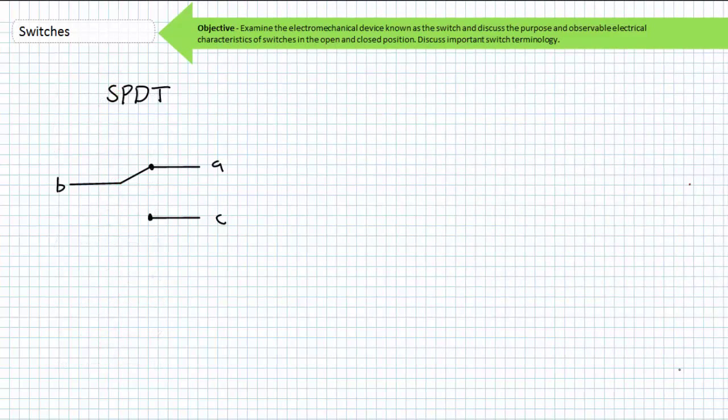Consider a single pole double throw switch. This switch also has a single pole. However, this single pole can be placed in 2 different positions, A or C, hence the term double throw. This SPDT switch has a central common terminal I'll call B. The top terminal of this switch I'll call A. The bottom terminal of this switch I'll call C. The central terminal B is not electrically isolated from the A and C terminals, but rather serves as the common terminal for both A and C.